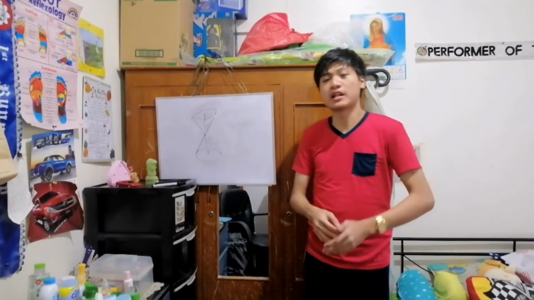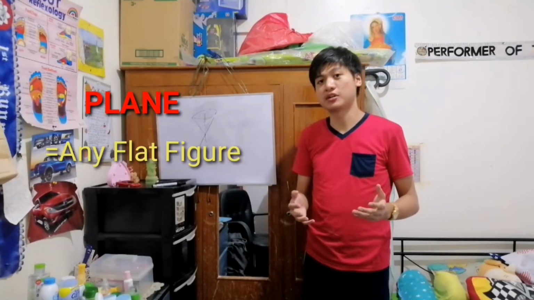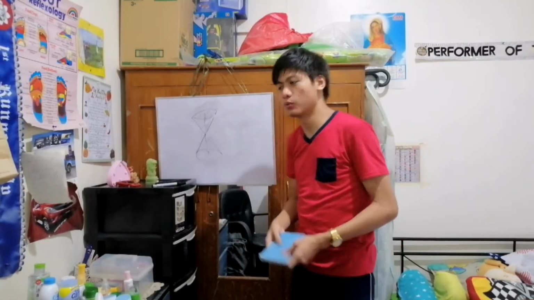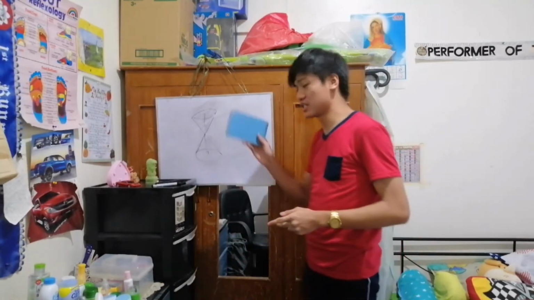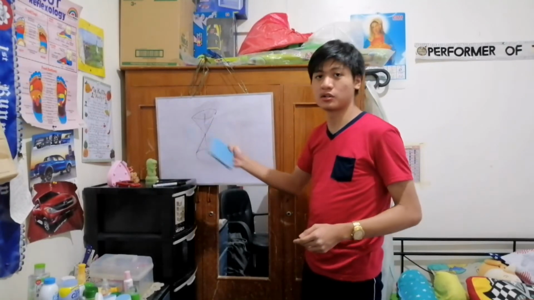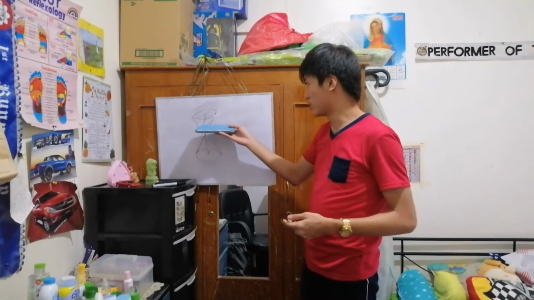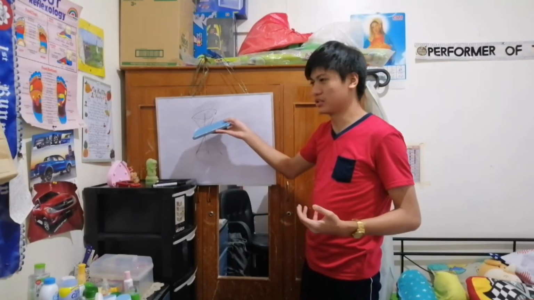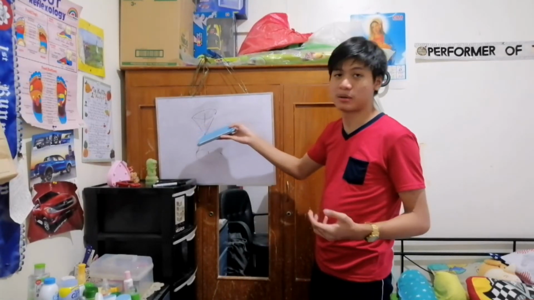So what is a plane then? A plane is any flat figure, just like my tablet. Now, we're going to intersect this tablet with the double right circular cone, and we're going to make the main different curves, and those are the ellipse, parabola, and hyperbola.